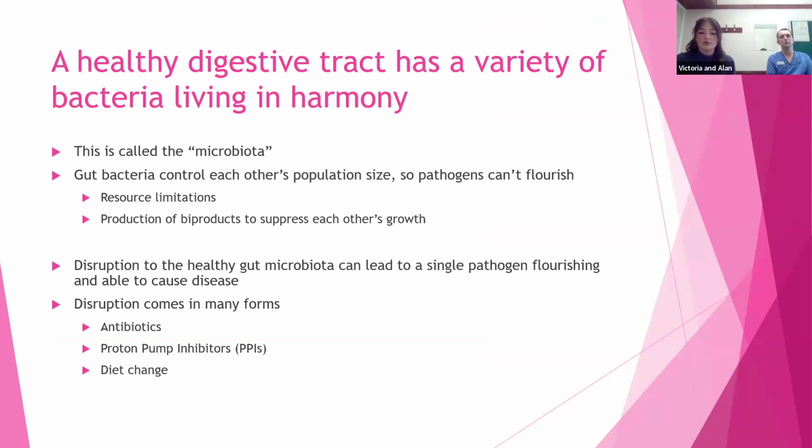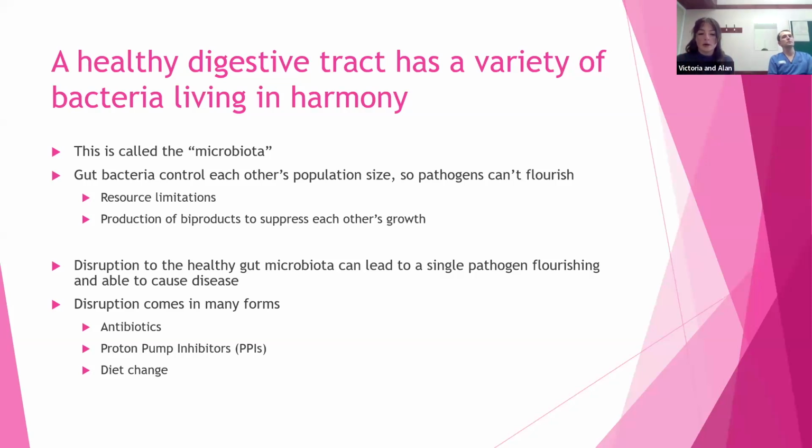Now, a healthy digestive tract has a variety of bacteria all living in harmony, much like a healthy society is really diverse, so is your gut. The bacteria that live in a healthy gut are called your microbiota. These different populations, lots of different species, control each other and make sure that no one species is able to outcompete all the others. They do this through two main mechanisms. The first is resource limitation. They basically eat all the food so that no one bacteria can proliferate too much, but they also sometimes produce byproducts, different compounds which can suppress each other's growth.